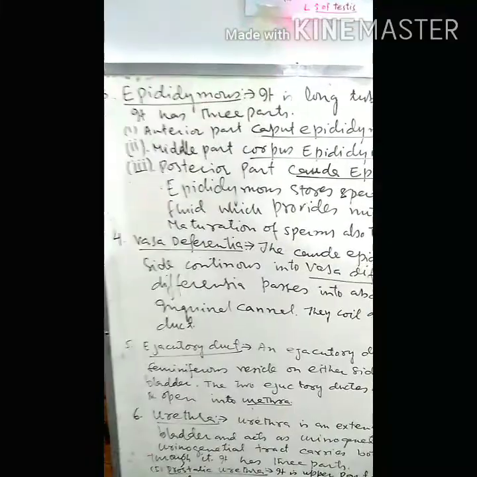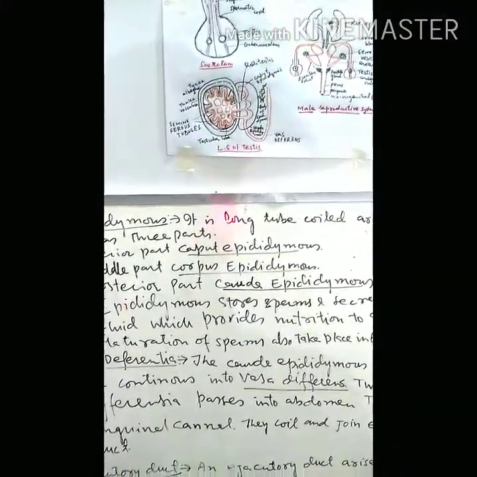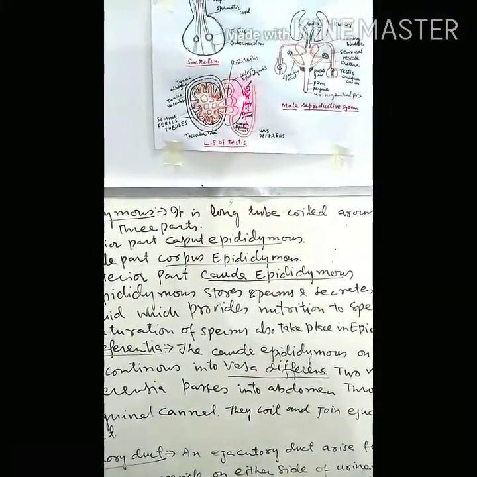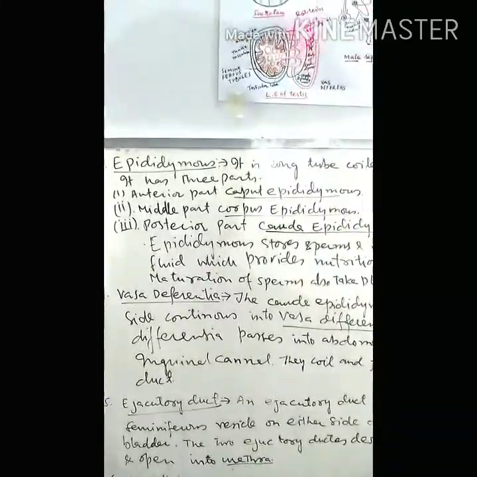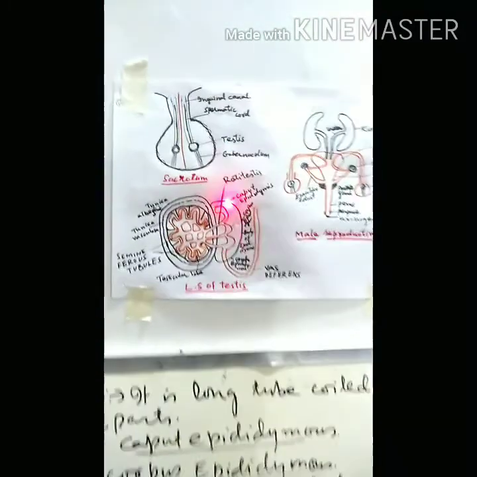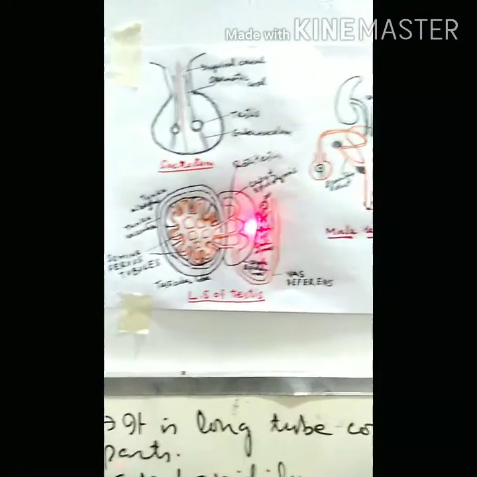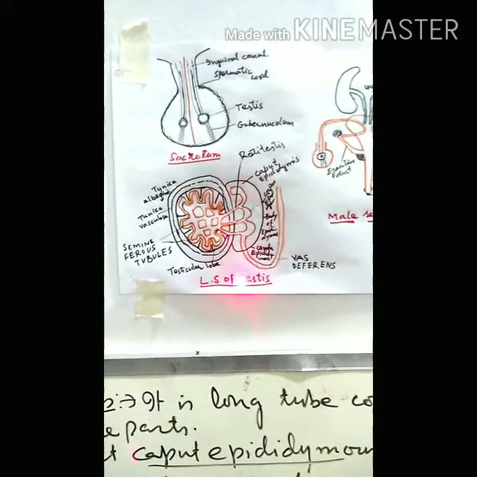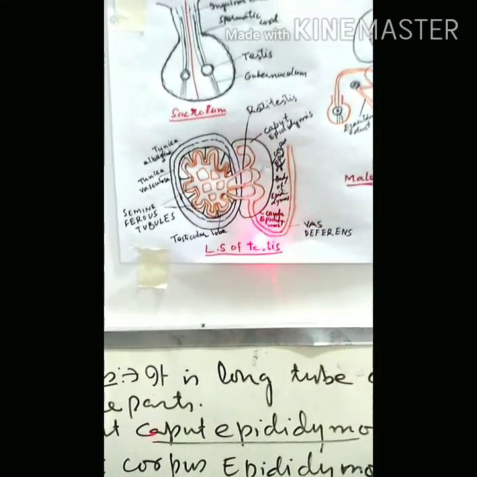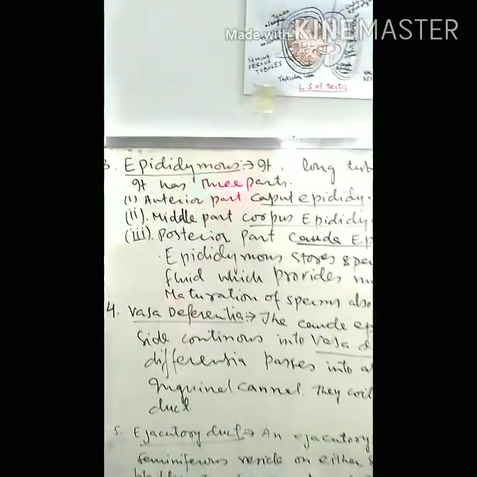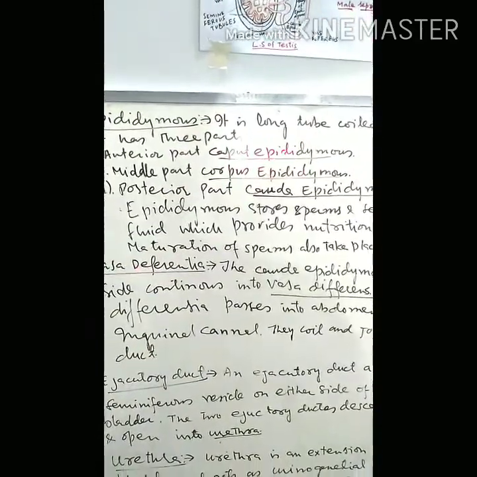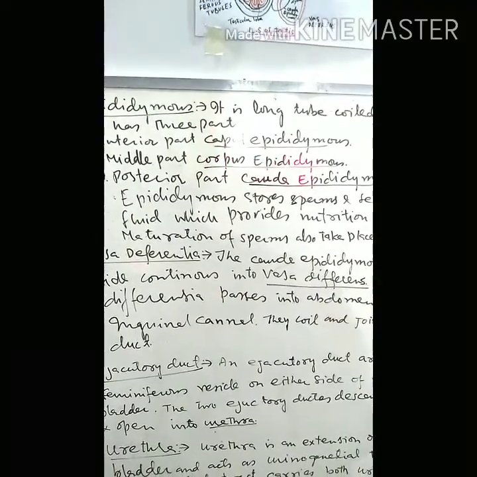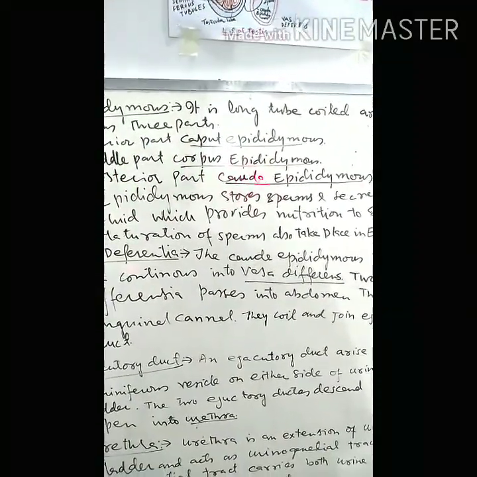This is the epididymis. It is a long tube coiled around the testes and has three parts. The anterior part is called caput epididymis, the middle part is called corpus epididymis, and the posterior part is called cauda epididymis. This is the cauda epididymis.